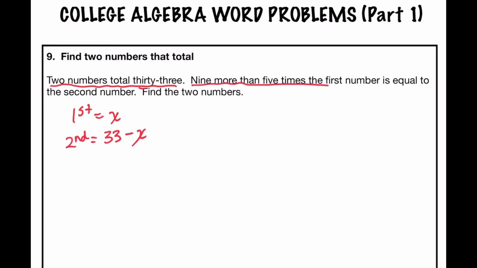Now I'm going to use translation. 9 more than 5 times the first number is equal to the second number. So here's my word is equal to, that becomes the equal sign.